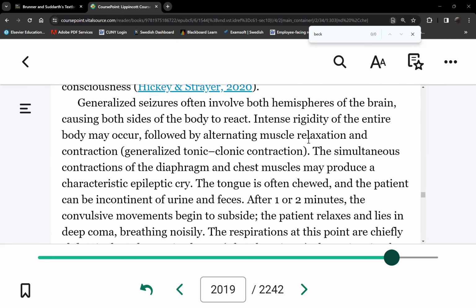So here's what happens. The patient will have a tonic phase first. This is after the pre-ictal manifestations, and then they'll have the tonic phase first, wherein the muscles will become rigid, the entire body will become rigid, followed by alternating relaxation and contraction. So they'll have jerking movements following the tonic phase. The tonic phase will last a few seconds, and then the clonic phase will last a couple minutes.